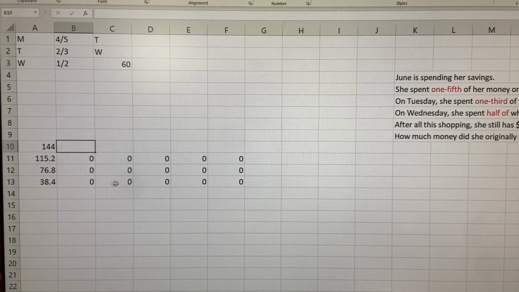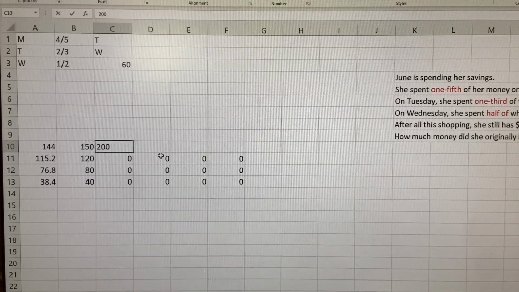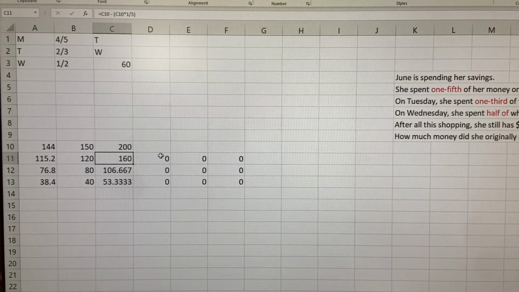So what we want to see on the bottom here is 60. So how do we do that? Obviously this is $38.40, so we need more than $144 to start with. So how about $150? Okay, if we start with $150, we're going to end up with $40. Let's try a little more, $200. How's that looking? Nice, we're going up, we're getting closer to 60.